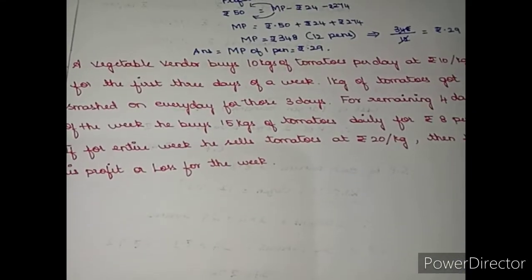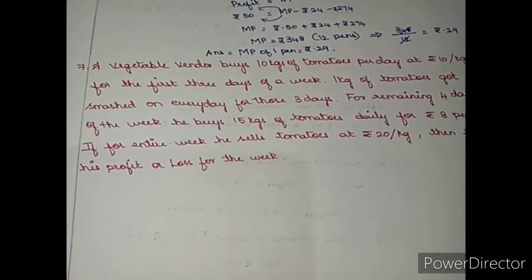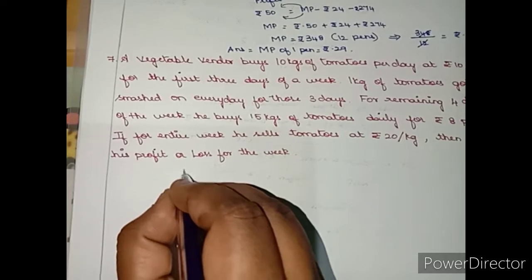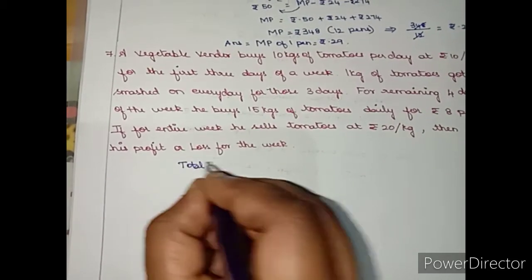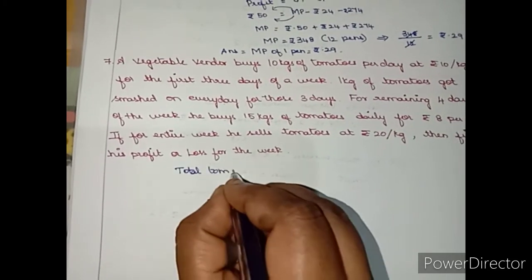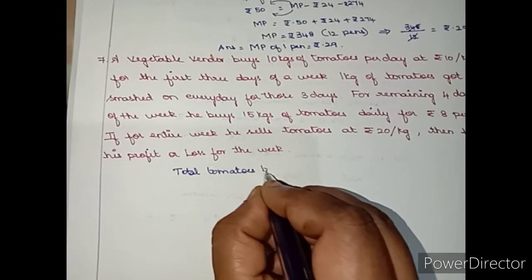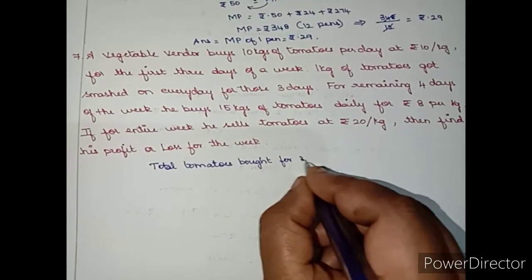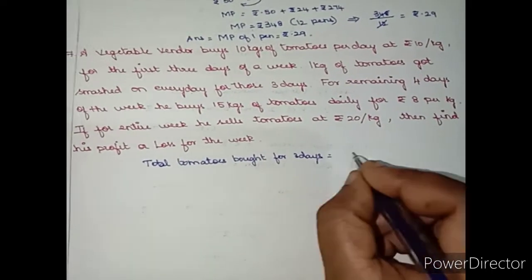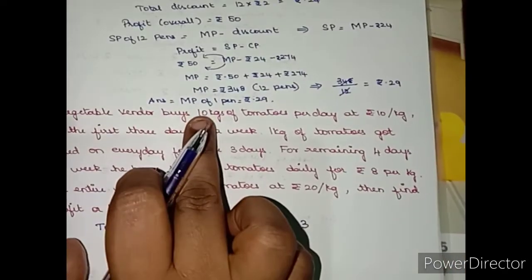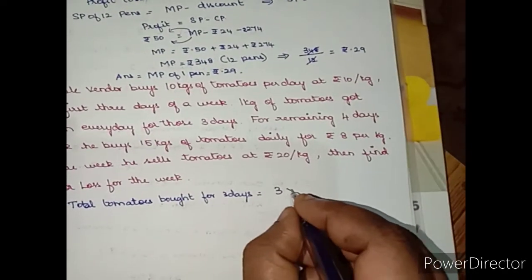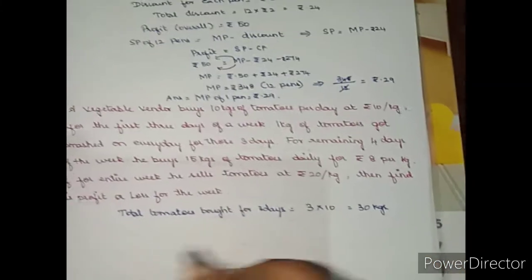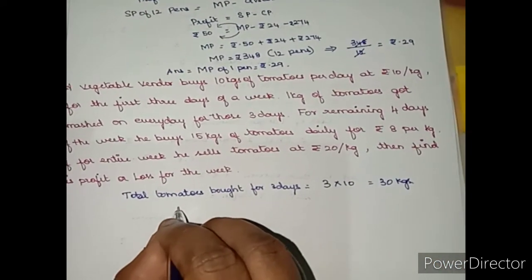Okay, so first it is a lengthy sum. Please follow it carefully. Okay, so total tomatoes bought for 3 days is equal to, so per day they are buying 10 kg in the first 3 days. So 3 into 10 is equal to 30 kg he is buying. For what is the rate?